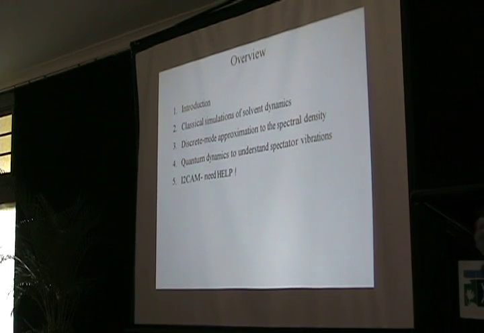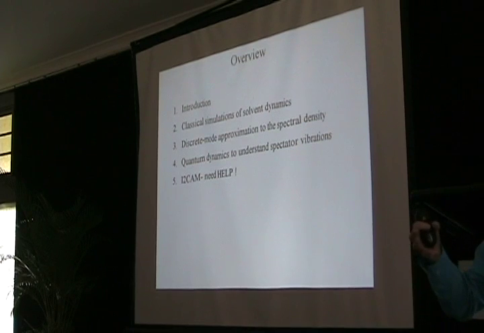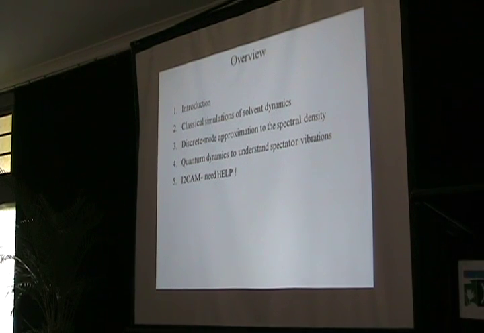allows us to connect to everything that we saw in the previous talk, where we had 70 vibrational modes. They were all modes of the chlorophylls. Now we'll take discrete vibrational modes to represent the solvent, and we'll try and do the same task. Then we do the full quantum dynamics of the system with this restricted number of modes.